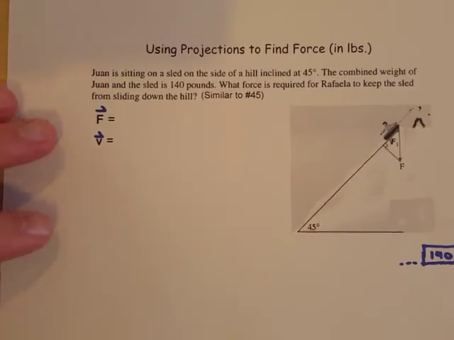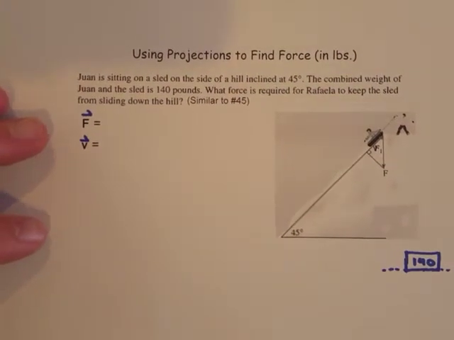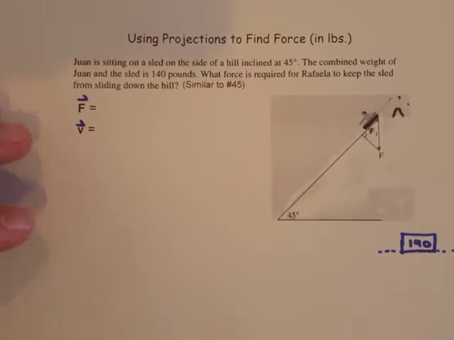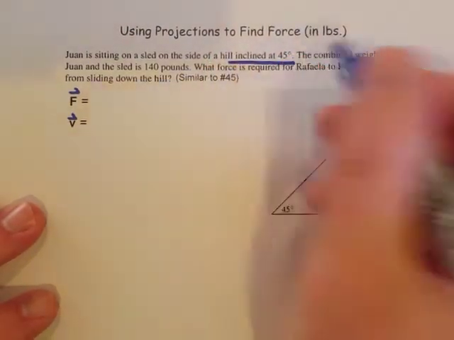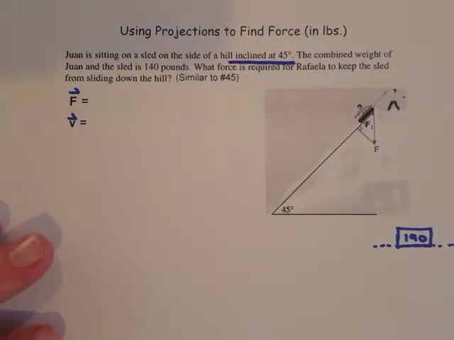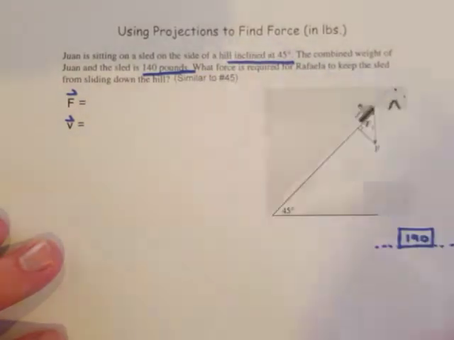All right, this example is actually one that could mean something to us in terms of projections, so it'll give us some information that we might care about rather than just a bunch of formulas that don't really mean anything to us. So we're going to talk about force in terms of this person sledding down the hill. It says that Juan is sitting on a sled on the side of a hill inclined at 45 degrees, so that's important. 45 degrees. The combined weight of Juan and the sled is 140 pounds.